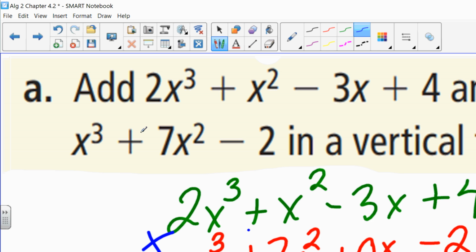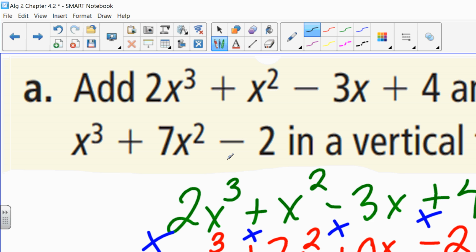Now what we're wanting to do is to add. 2x cubed plus x cubed is 3x cubed. X squared plus 7x squared is plus 8x squared. Negative 3x plus 0x is just negative 3x. And 4 plus negative 2 is plus 2. And that's it.